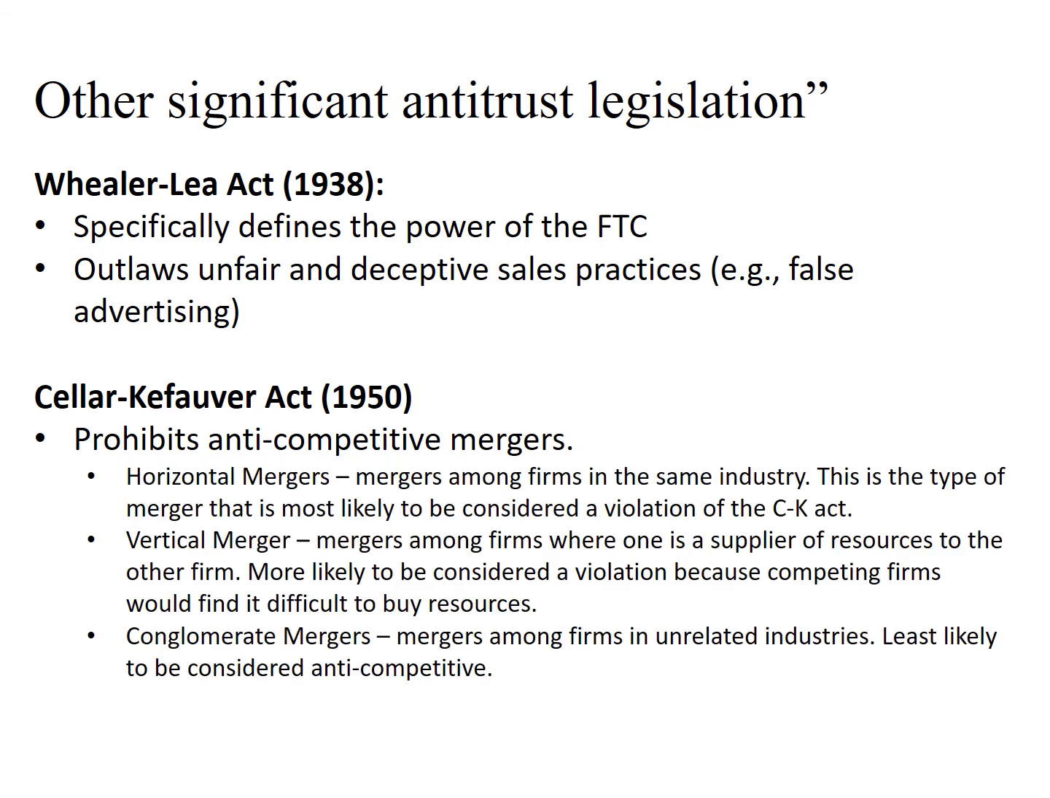There are three basic types of mergers. Horizontal mergers are mergers among firms in the same industry. This is the type of merger that is most likely to be considered a violation of the Celler-Kefauver Act. Vertical mergers are mergers among firms where one is a supplier of resources to the other firm. These mergers are very likely to be considered a violation of the Celler-Kefauver Act because competing firms might find it difficult to buy resources. Finally, conglomerate mergers. These are mergers among firms in unrelated industries. These mergers are the least likely to be considered anti-competitive.